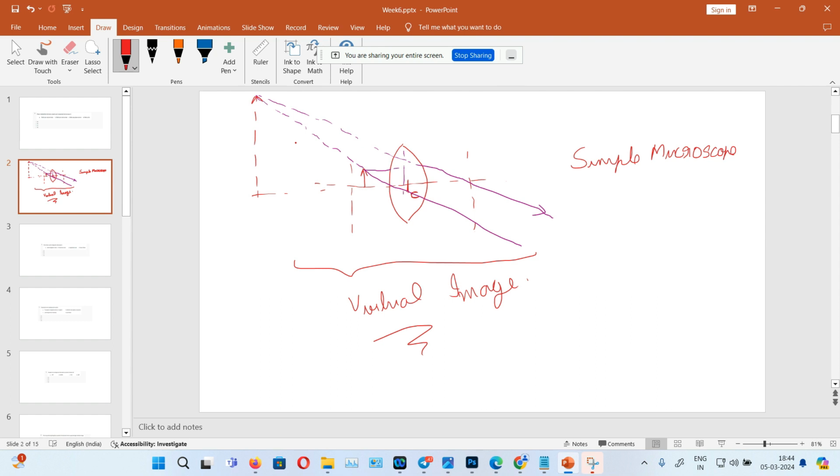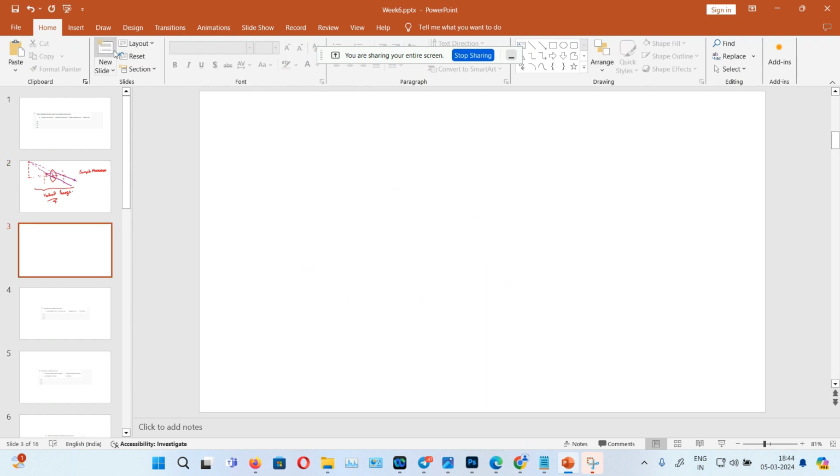Now we want to see how a compound microscope works. In this particular configuration, the lens acts as a magnifying glass and makes a virtual image. Now we can see how a compound microscope is made.